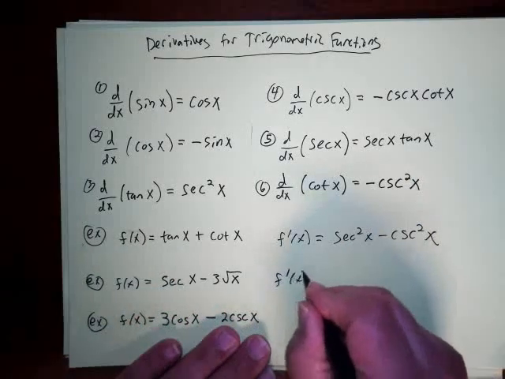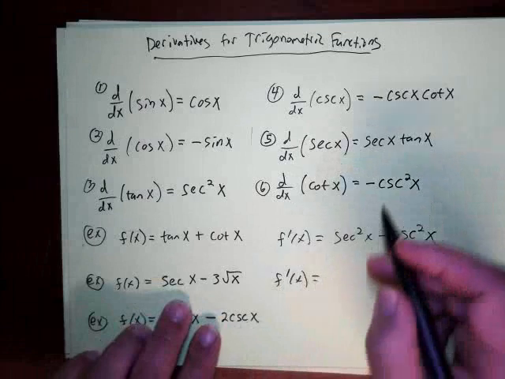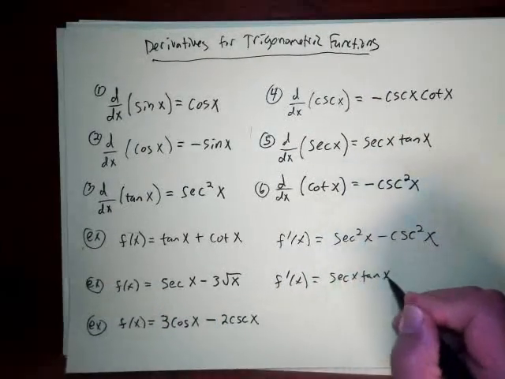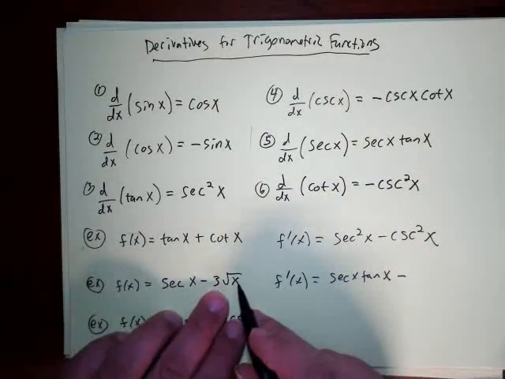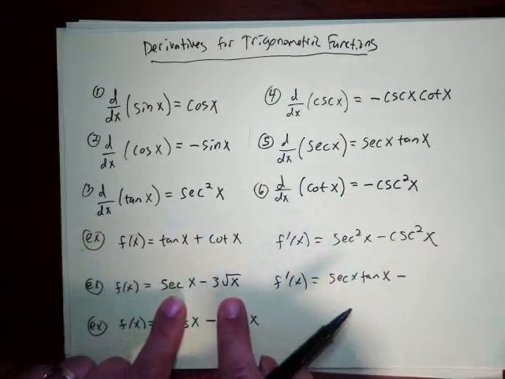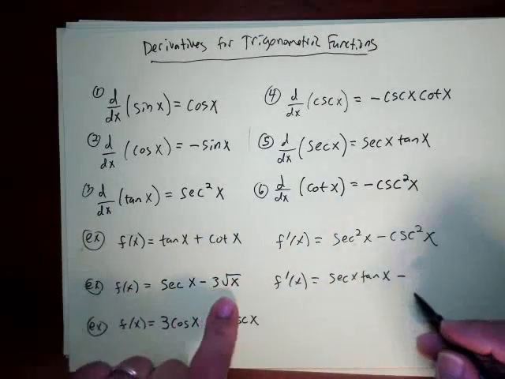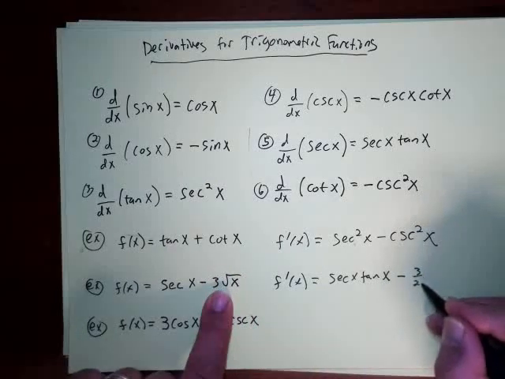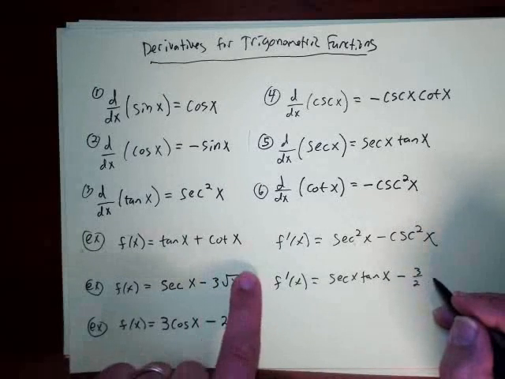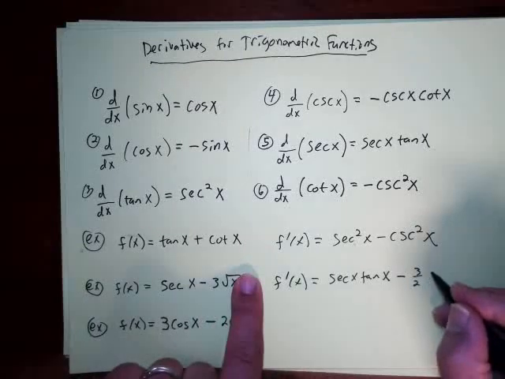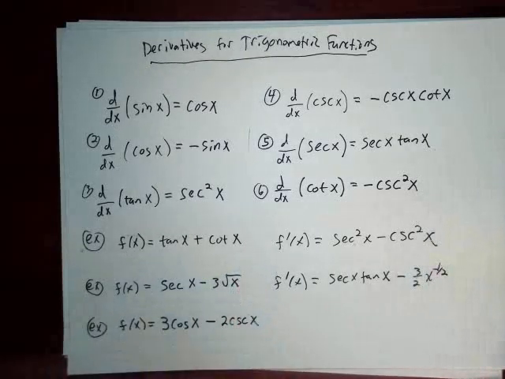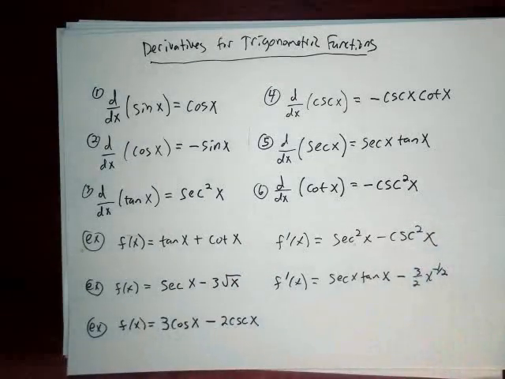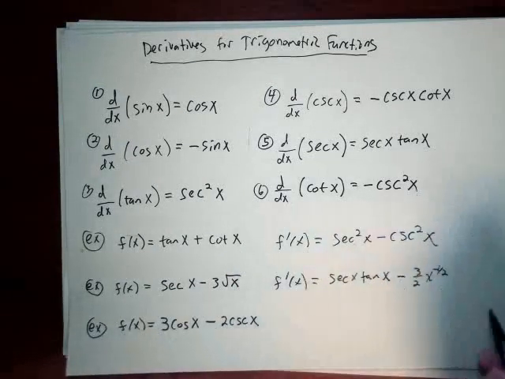F prime of x. For secant, it's secant x tangent x minus, and then here I can use a power rule. So in other words, I can break it up over this, and then I can use the power rule. So I would be having x to the 1/2, I'd be taking the 1/2 down, and then I'd subtract 1 from the 1/2 exponent, and I would get x to the -1/2. And I could just keep it like that, or I could bring that down to the bottom and put it in a radical. I'll just keep it like that.